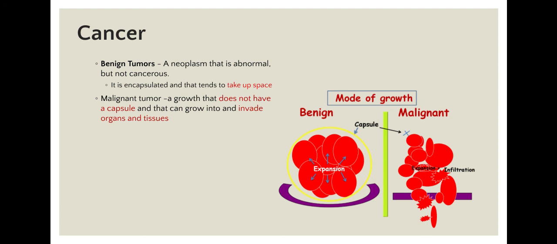A malignant tumor doesn't have this capsule, and so it can spread all over the body. It metastasizes, or spreads, so it invades other tissues and organs. And that is cancer as we know it. That's the dangerous part.